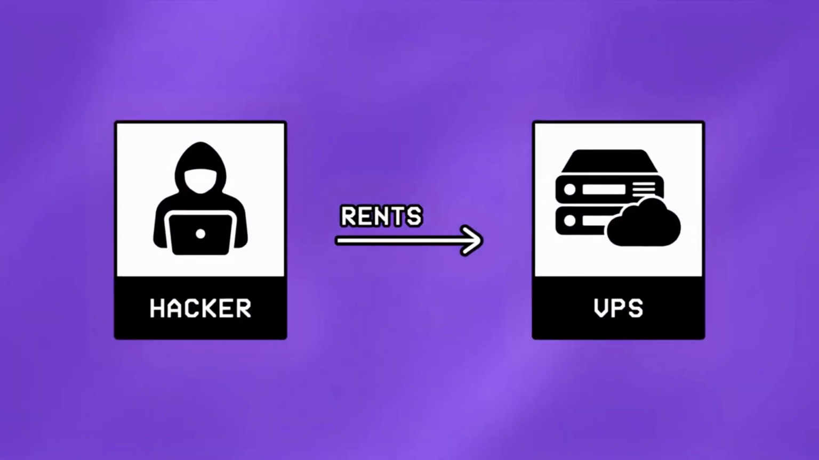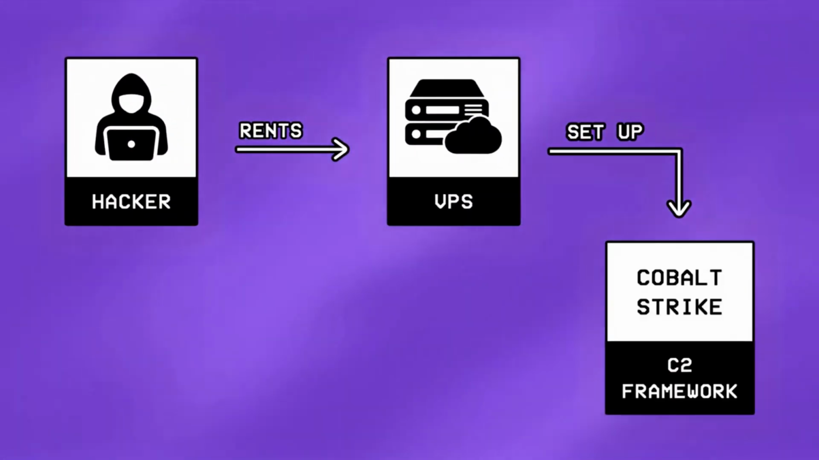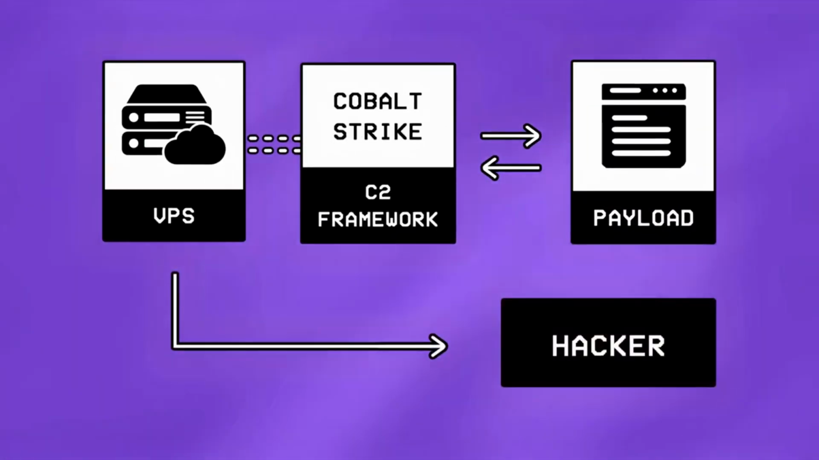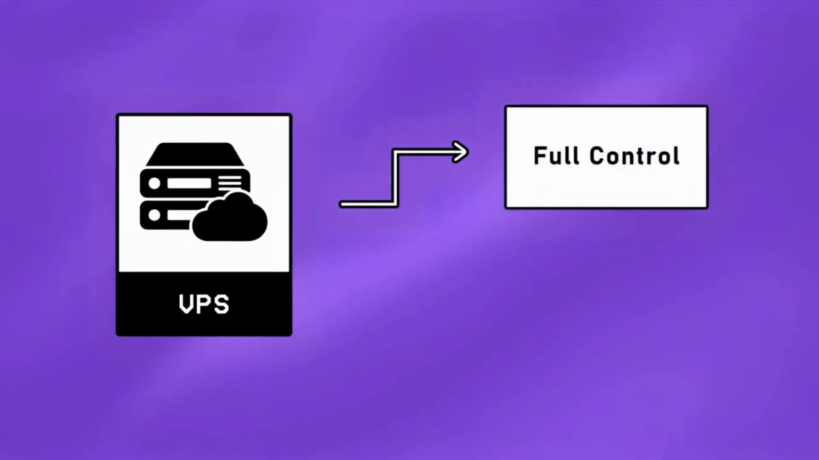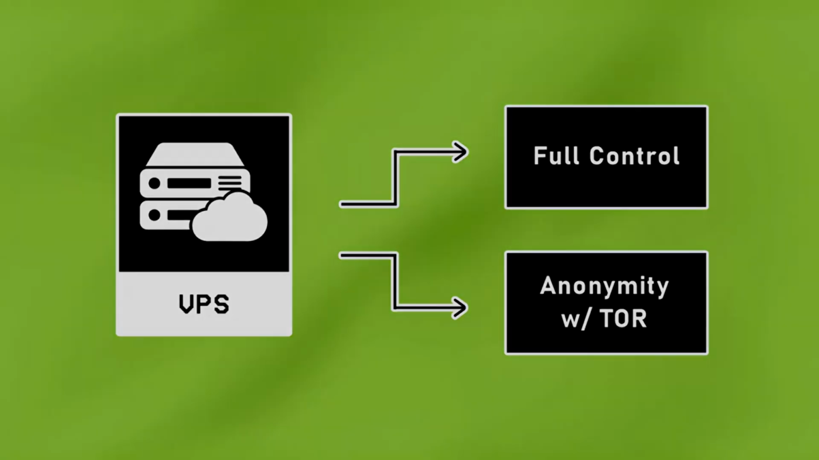The second way is renting a virtual private server anonymously through crypto, and then setting up a C2 framework like Cobalt Strike on that server, which acts as the brain of the operation, and allows the hacker to maintain long-term access over the infected systems. This method is far more powerful and reliable, as it gives the hacker full control over their malware, and keeps them anonymous if the server is hosted on the Tor network.